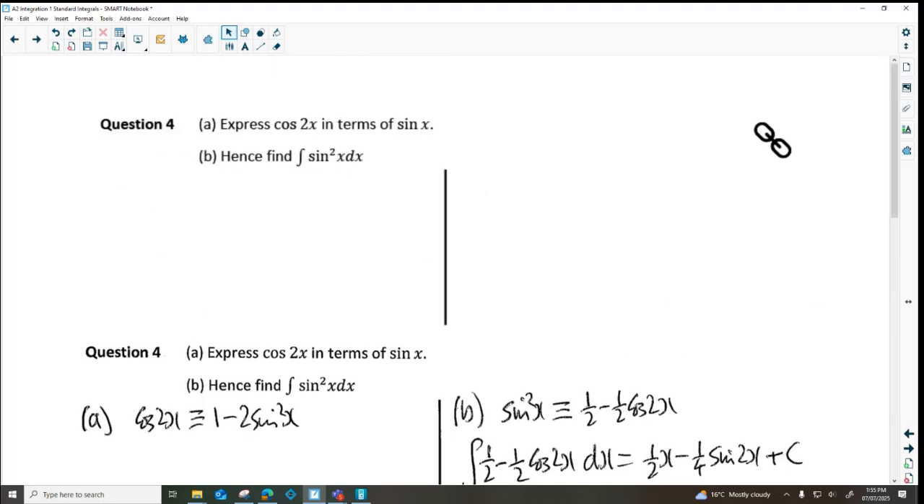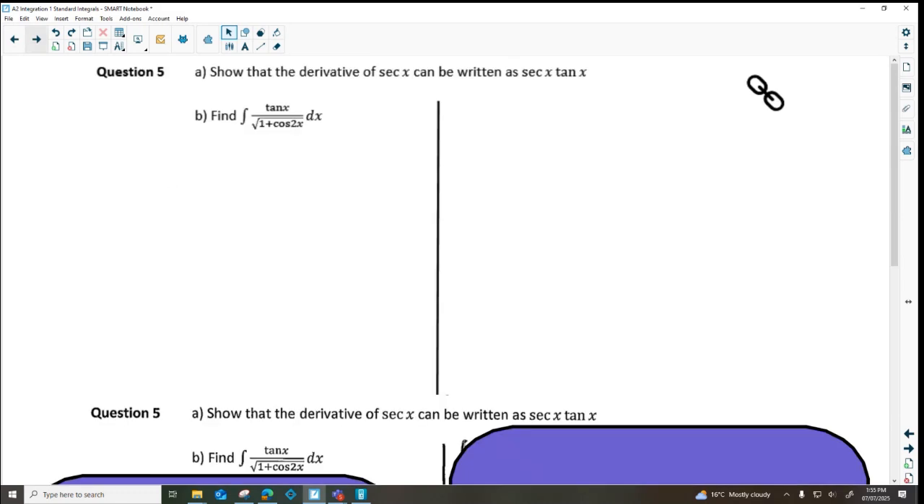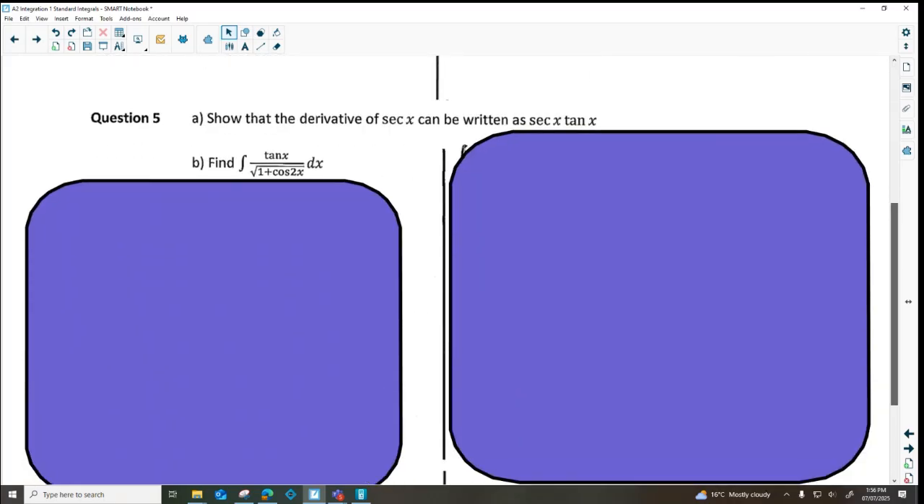Question 5. So question 5 says, show that the derivative of sec x can be written as sec x tan x. That's part A. So that's a differentiation question. Derivative means find dy by dx. And then part B asked you to hence, well, it doesn't say hence, but trust me, it is related, find a particular integral. So I'll do part A first of all, and I'll try to explain part B.